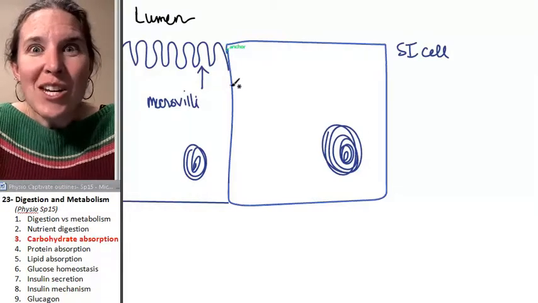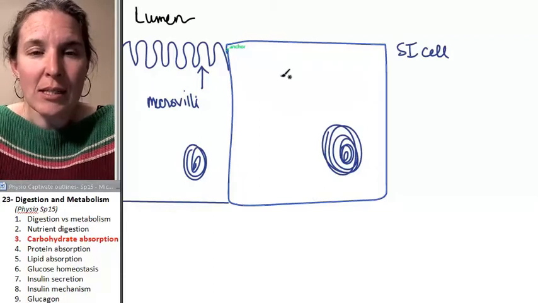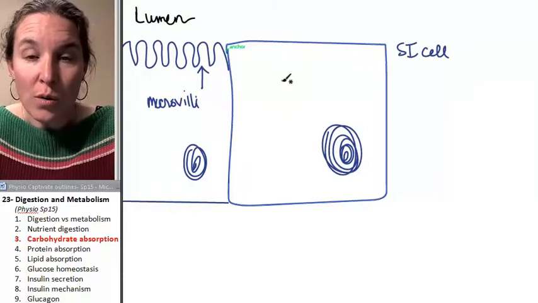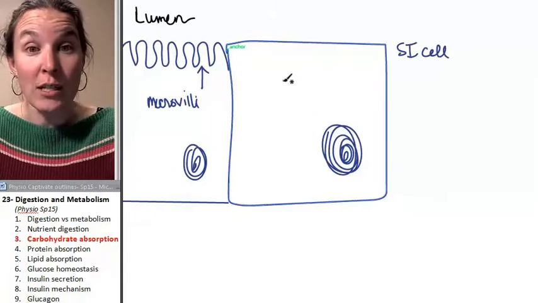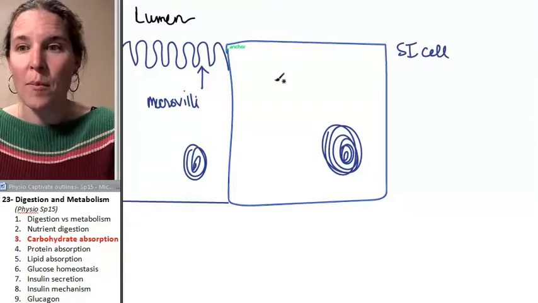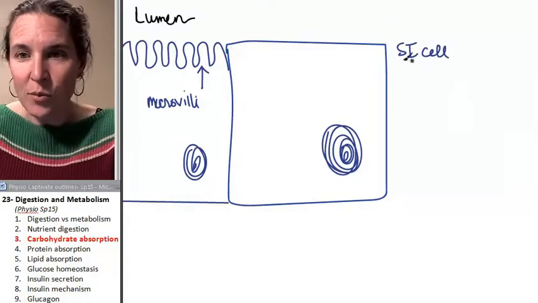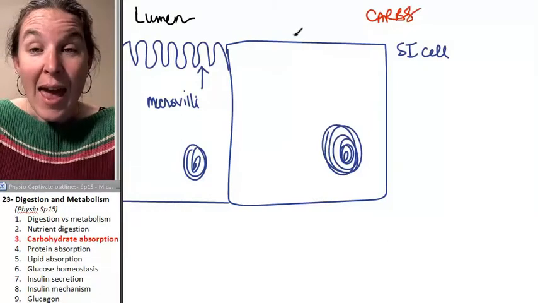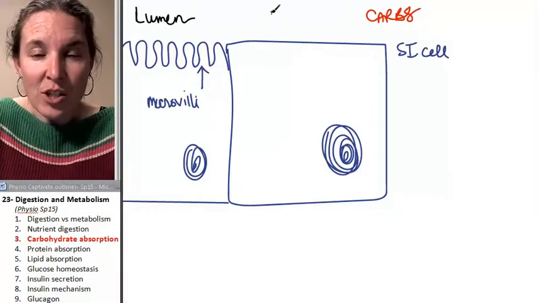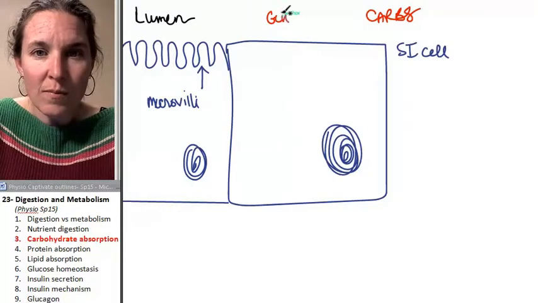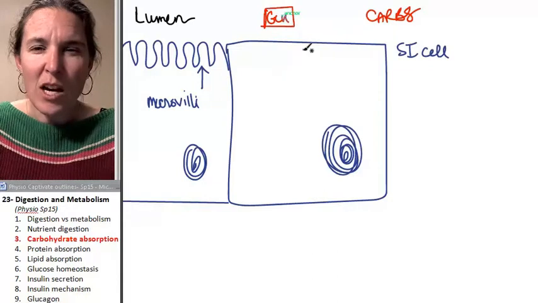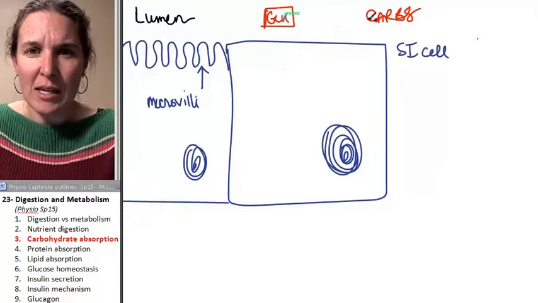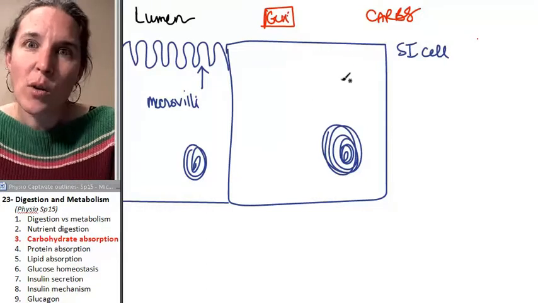So what I'm going to draw you in my small intestine cell is the transporters that are going to help us absorb carbohydrates from the lumen. So we're talking about carbs here. And what the heck? Let's just talk about glucose. If we talk about glucose, that's going to make it easier. It's a polka dotted glucose.